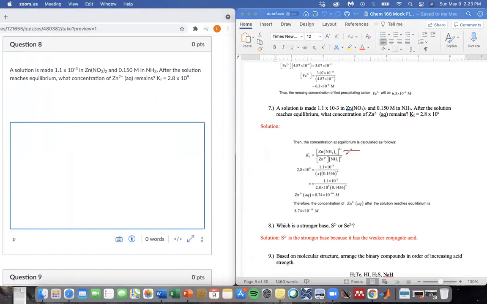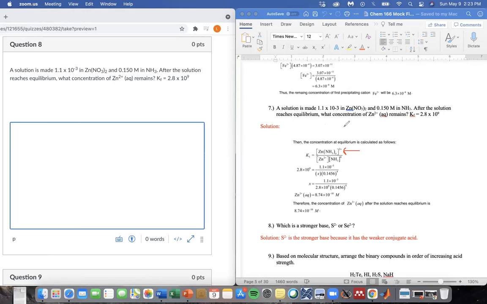And then you have your concentrations of zinc and NH3. In order to solve for zinc, the zinc concentration can't be 0, because if it were 0, this whole thing goes to infinity, and naturally it would produce more zinc. So basically you're never going to have exactly 0 zinc. You're always going to have some zinc. It'll just be a really low concentration.